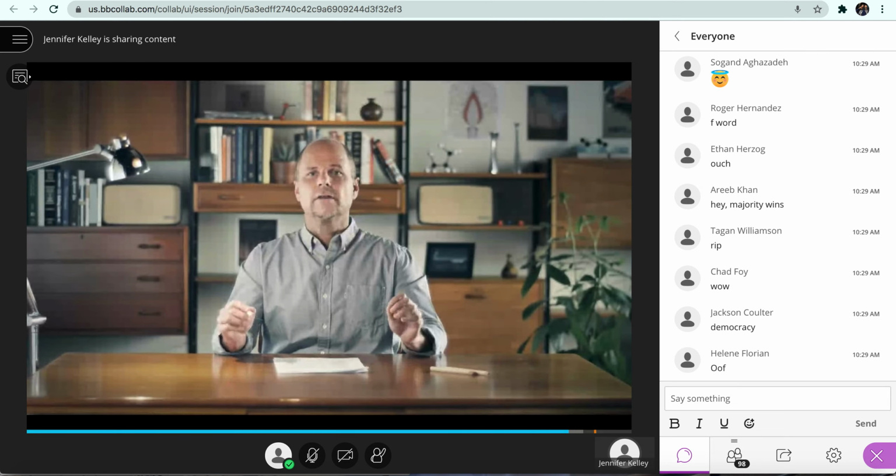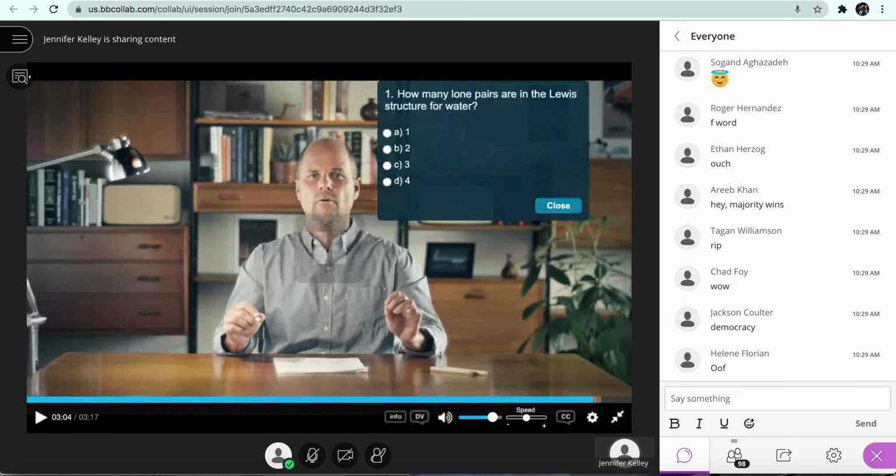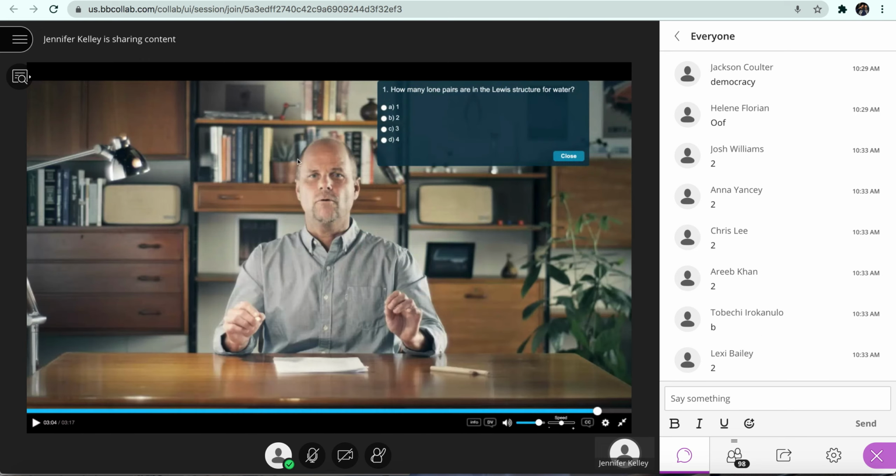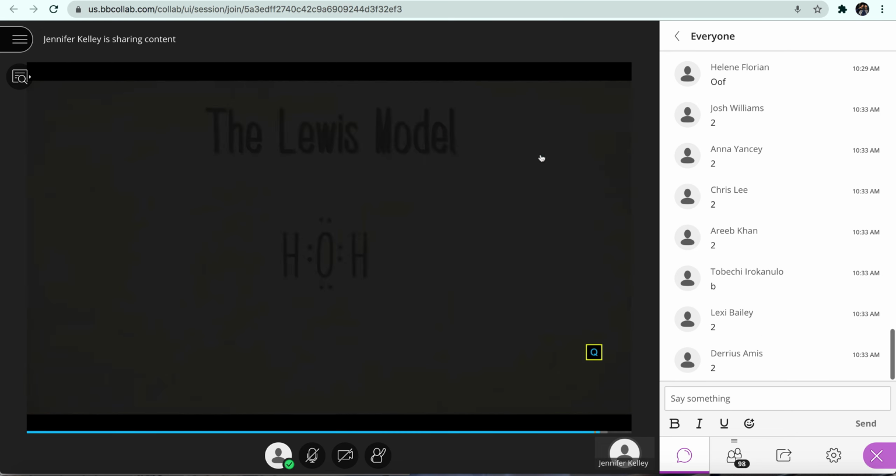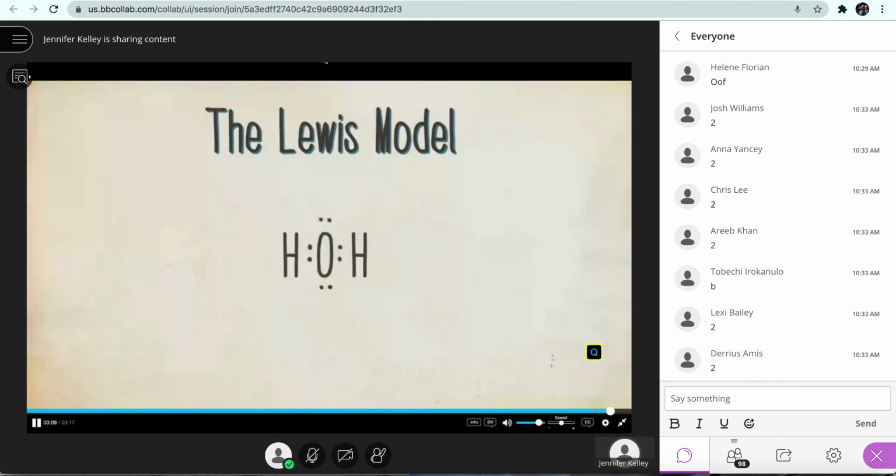How many lone pairs are in the Lewis structure for water? A, 1, B, 2, C, 3, or D, 4? 2. All right. Let me put in 2. The correct answer is B, 2.